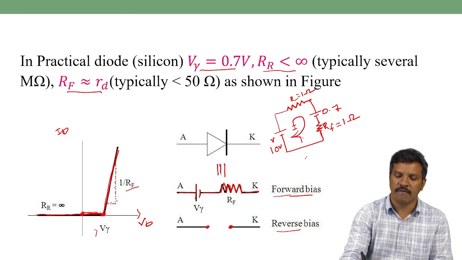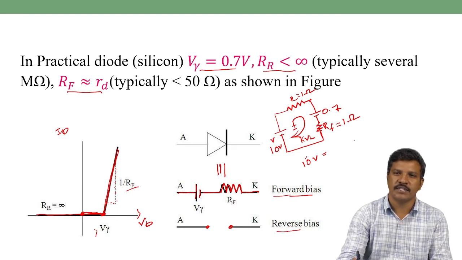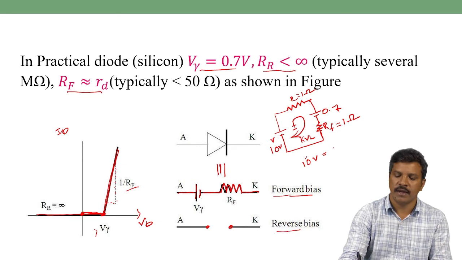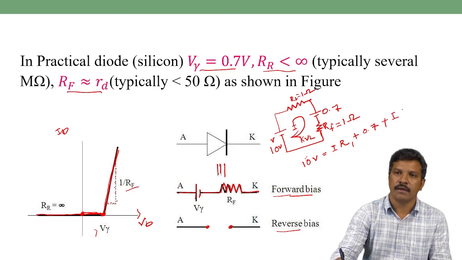So by applying the KVL law, source voltage 10 volt is equal to the algebraic sum of the voltage drop across each element. Otherwise, the algebraic sum of all voltages is equal to 0. So current I into R1, for example, plus 0.7, plus current I into RF.